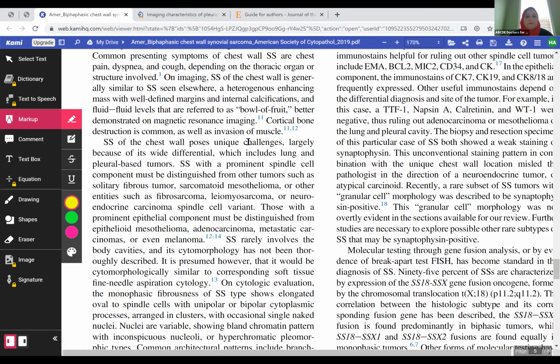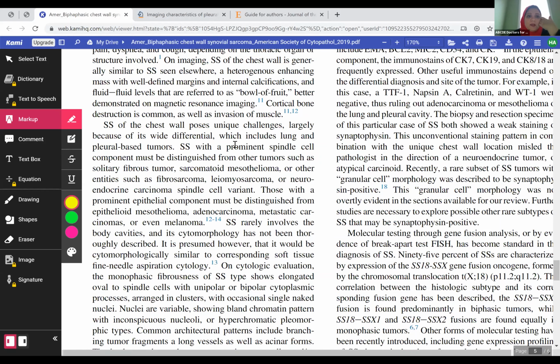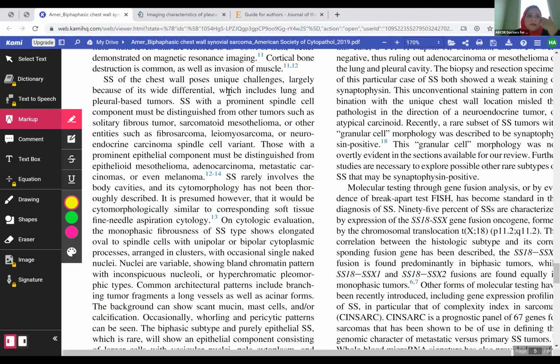And this might be important for a pathologist who's trying to read the patient's radiology, and they notice that, hey, this patient's radiology is very similar to synovial sarcoma. Maybe this patient has synovial sarcoma. So why is it a challenge? Because it has a wide differential, which includes, yes, lung and pleural-based tumors.